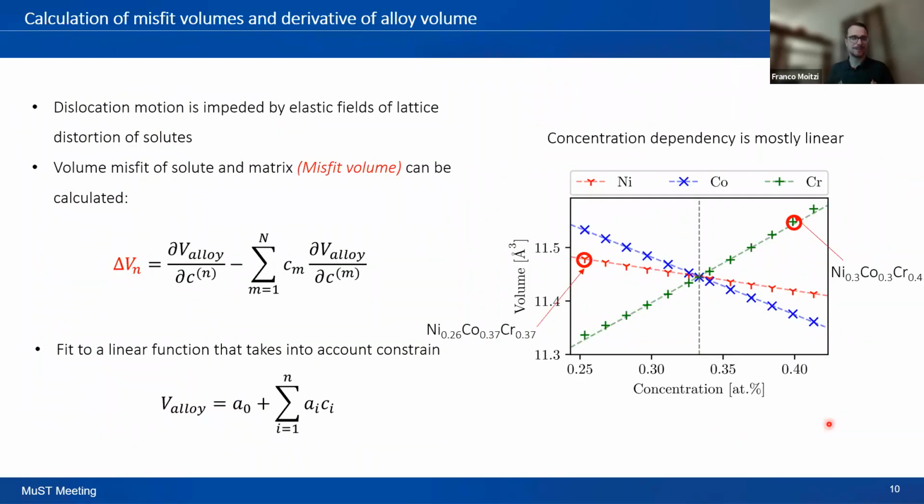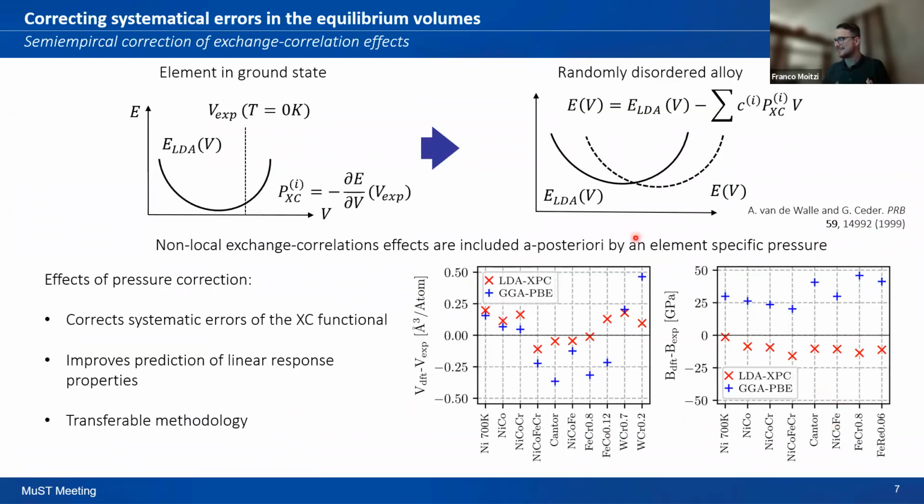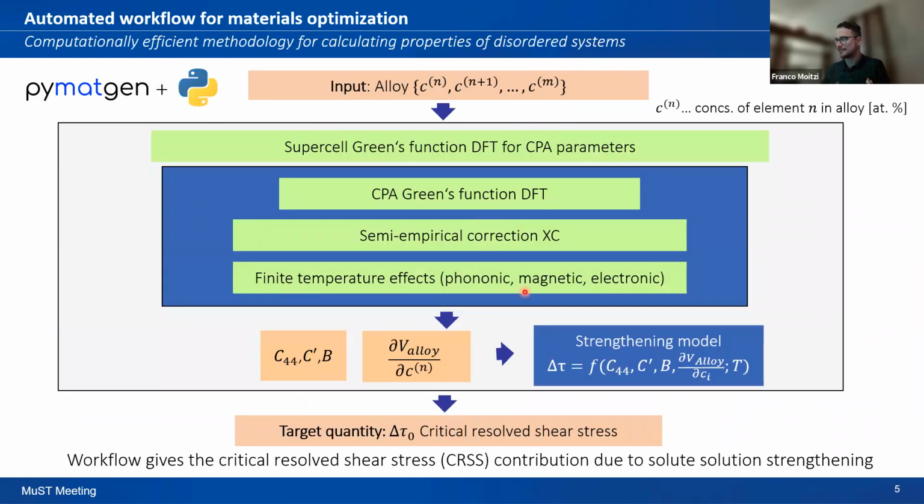Now let's get back to, so I ignored now the temperature effects. I did not make a slide for the phononic effects. I mean, electronic is clear. We just use a circular contour there, and the magnetic effects are included by our LSGF, so by our longitudinal spin fluctuations and the magnetic entropy, and the phononic effects are included after the calculations by a really simple Debye-Gruneisen model.